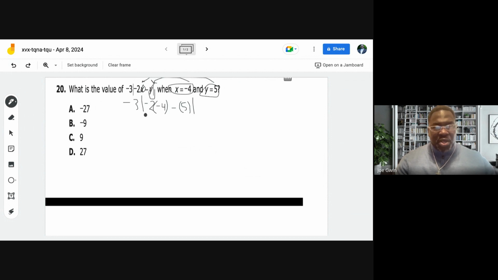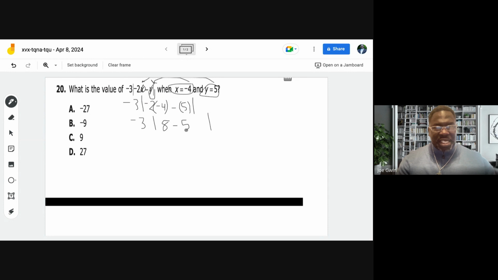So we're going to deal with what's inside the absolute value symbol. Let's go. So I'm going to rewrite -3. Then we have the absolute value. I'm going to deal with this part right here. That's going to give us -2 times -4, which gives us +8. So we have 8. Then we bring down this minus sign, then we're going to bring down this 5.